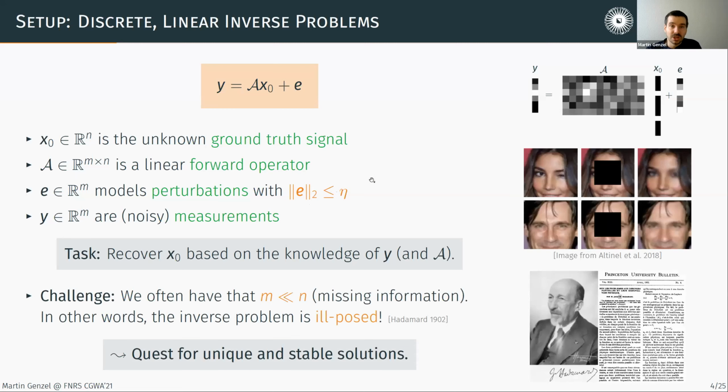This becomes particularly interesting if some information is missing, in the sense that we have fewer measurements available than unknown variables. So the problem becomes ill-posed, and without any further assumptions, it's not possible to come up with a unique solution. A good example, I think, is the in-painting problem, where some information from your image is removed and you need to fill this in somehow. So basically we are concerned with this quest for unique and also stable solutions to these inverse problems.